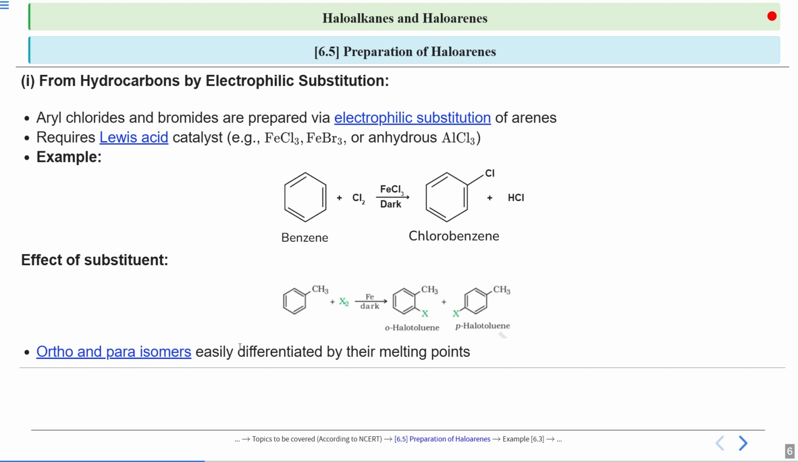Ortho and para isomers are easily differentiated by their melting points. In this reaction, you can easily differentiate the ortho and para isomers by their melting points, because para halotoluene is more symmetric, and also its physical state is different from ortho halotoluene. It exists in the solid state at room temperature, and ortho halotoluene exists as a liquid at room temperature. So we can easily differentiate the ortho and para isomers by their melting points, because their melting points will be different.